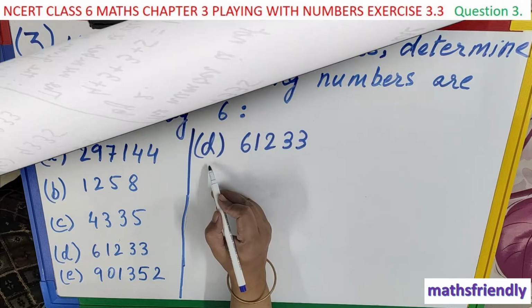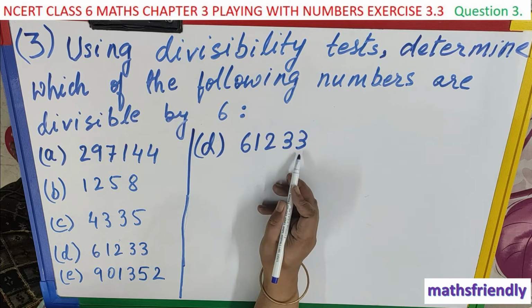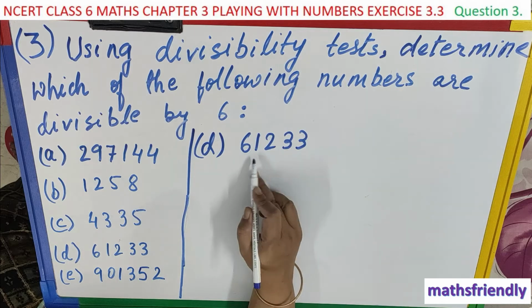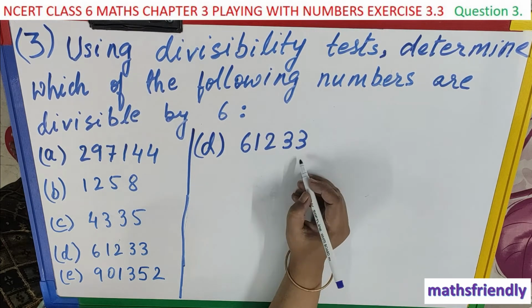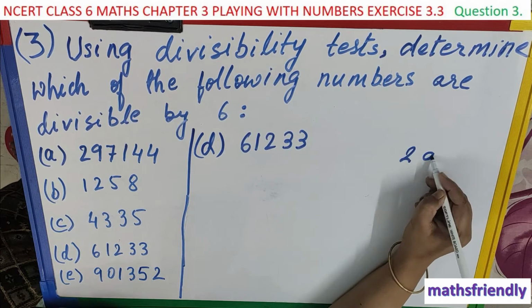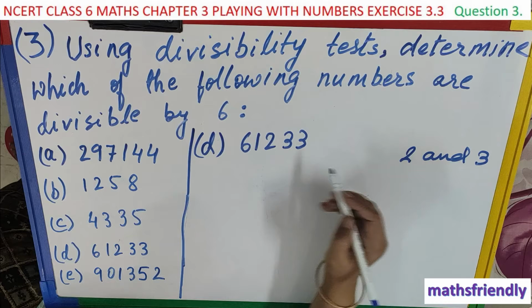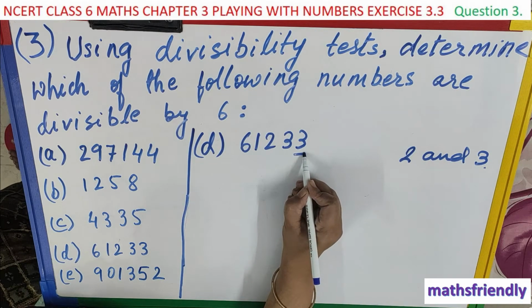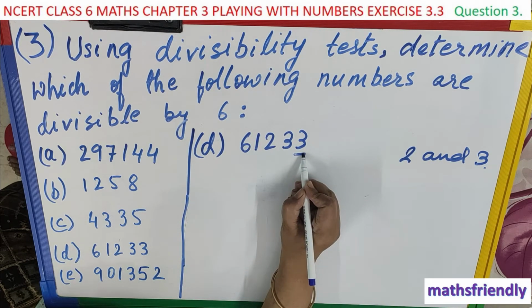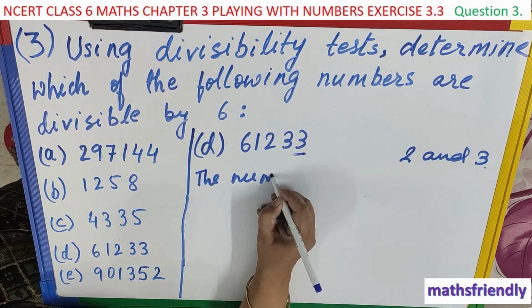The next question is question number D. The number given is 61,233. Okay, so we have to check whether this number is divisible by 6 or not. For that we have to check whether this number is divisible by both 2 and 3 or not. The ones digit is 3. It means the number is not divisible by 2. So we will write the number is not divisible by 2.